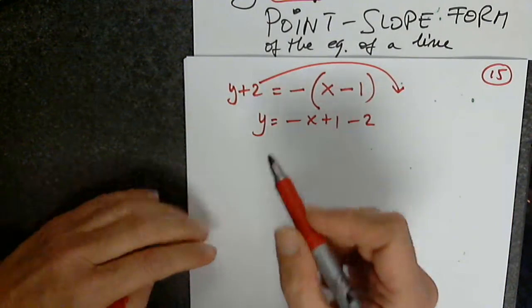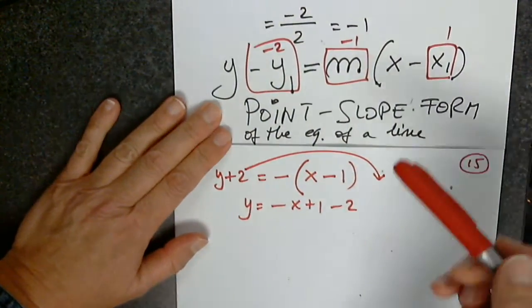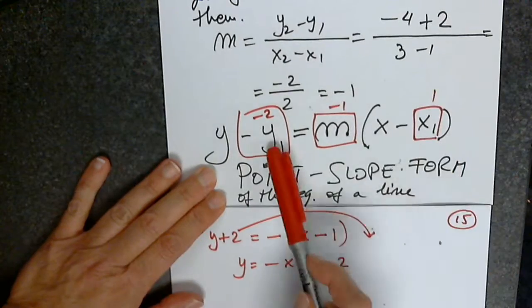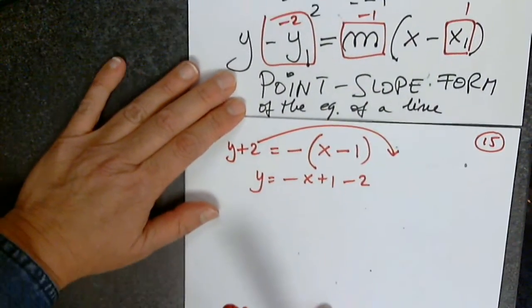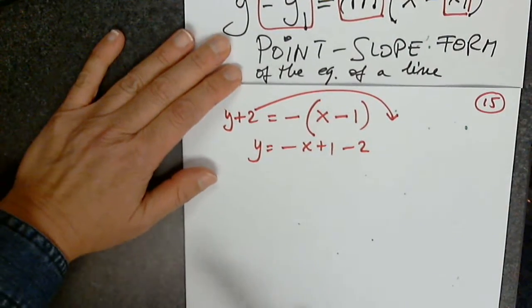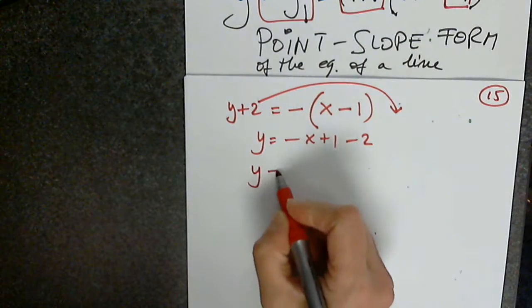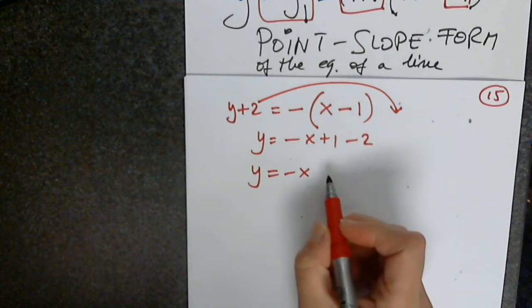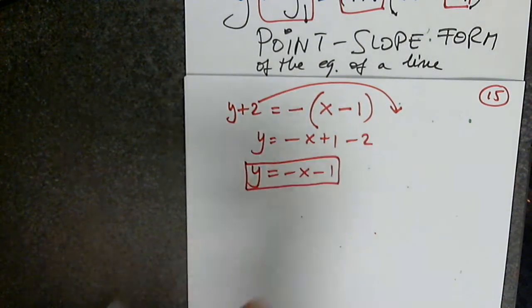Choose this from the original coordinates. Any point. Yes. I chose 1, negative 2. You can choose 3, negative 4. You will get the same answer at the end. So the equation is y equals negative x minus 1.